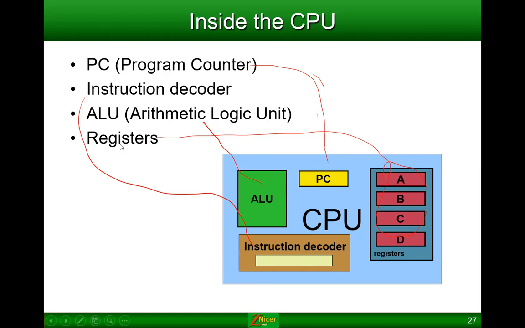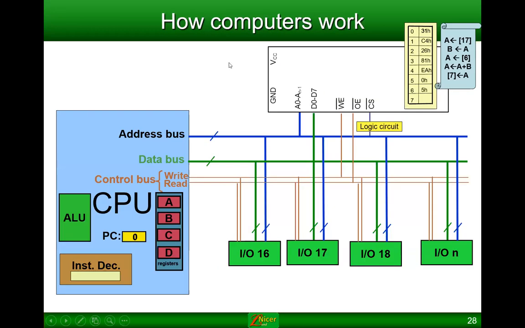And the last one is registers. We are all aware that a register is basically used for memory, or for containing data which we want to save. So these are the four things placed inside the CPU, and the CPU works on the basis of these four things.